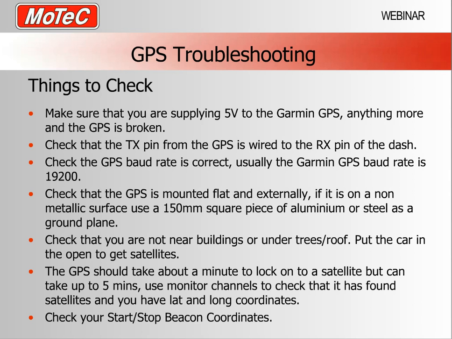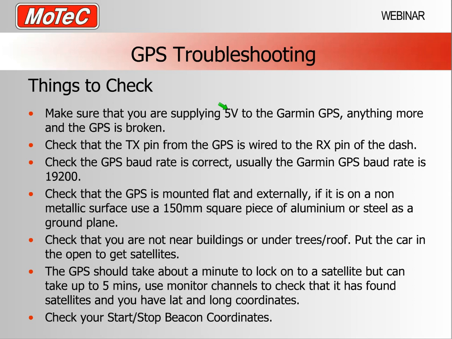So you're at the track and you're having problems with your GPS. Here's some things that you can actually try. Make sure that you are supplying only 5 volts to the Garmin GPSs. It says this in the manual, it's on the wiring sheet, but make sure you only use 5 volts. Unfortunately, it isn't a 12 volt GPS, and if you put 12 volts into the GPS, it'll be destroyed.